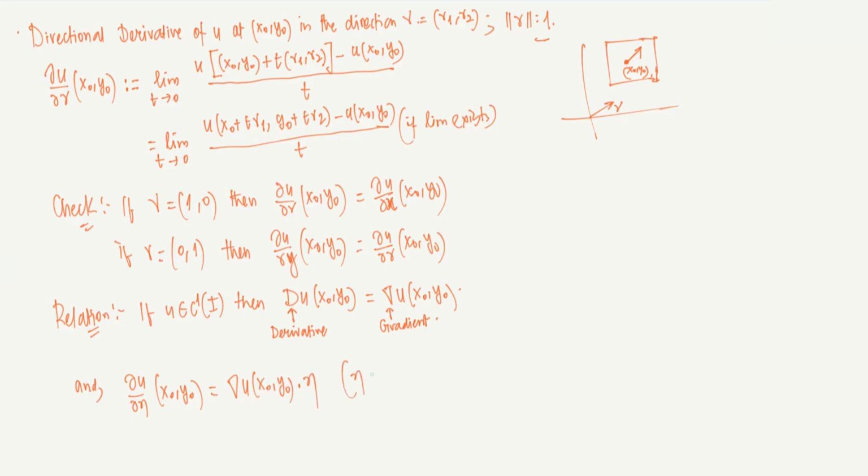So eta is the direction. In our case, I just wrote eta to be gamma, but anyway, some direction eta, doesn't matter. So if u is C1, then this is true: del u del eta at the point x naught y naught will be given by the gradient of u at the point x naught y naught dot eta.